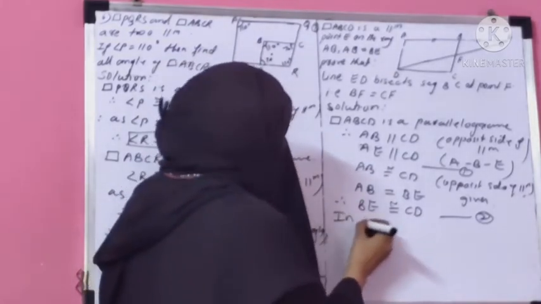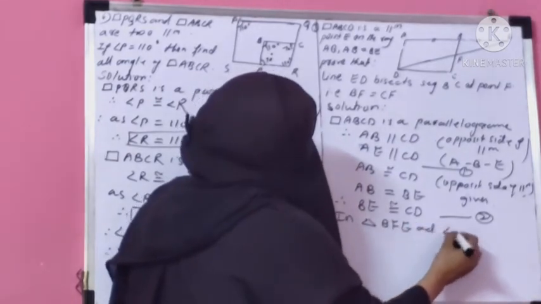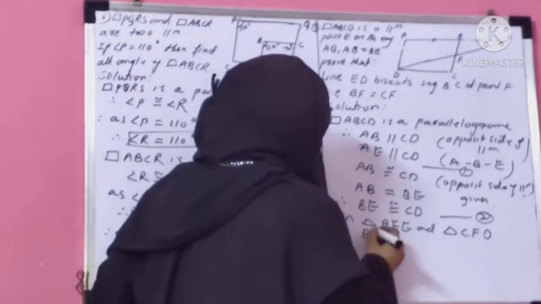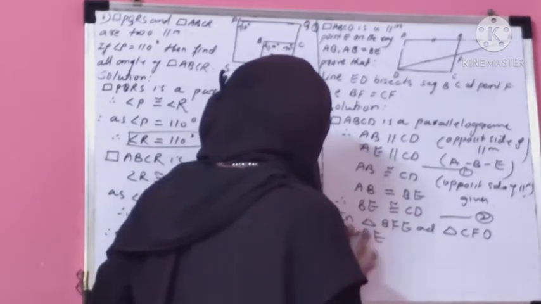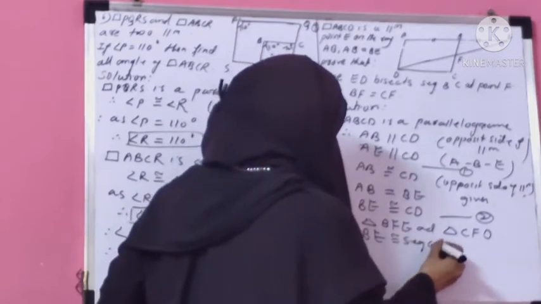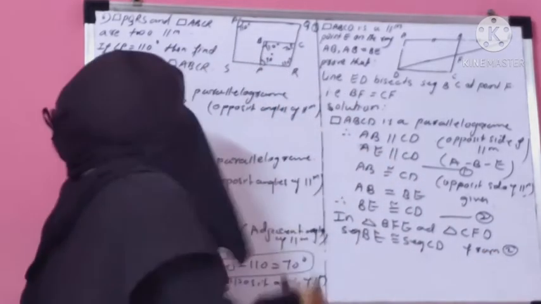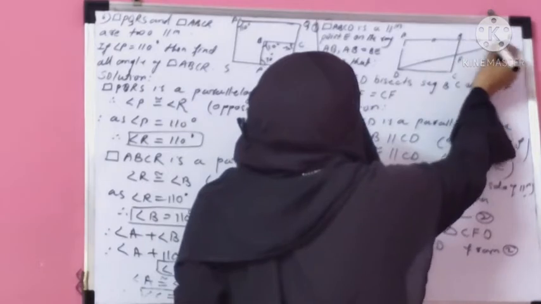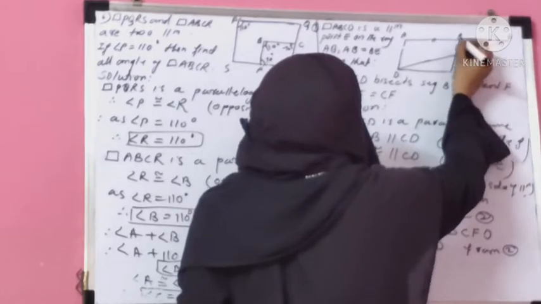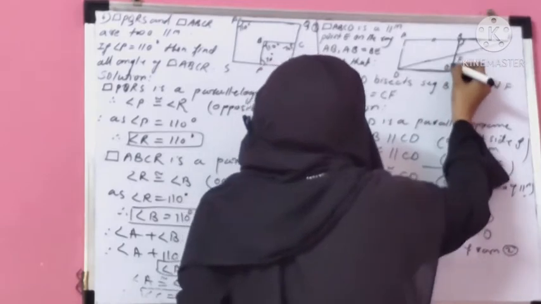Now focus on triangle BFE and triangle CFD. First, segment BE is congruent to segment CD, from number 2. And angle EDF and angle FCB, these angles are alternate angles, and these two lines are parallel. So these two are the alternate angles, and alternate angles are congruent.